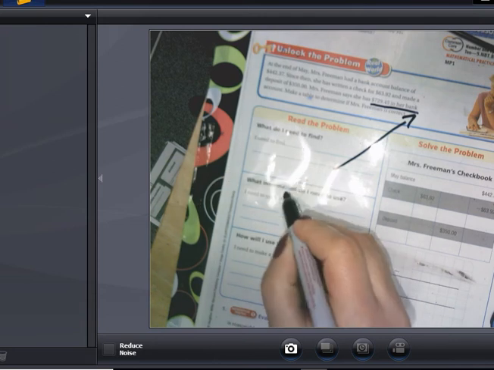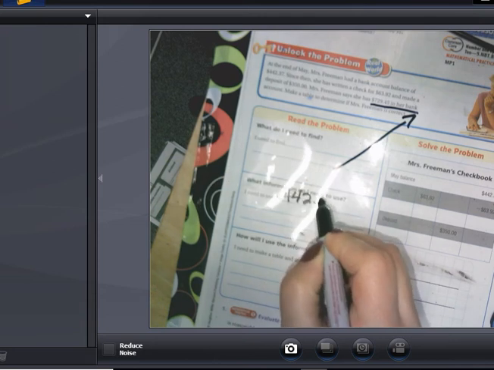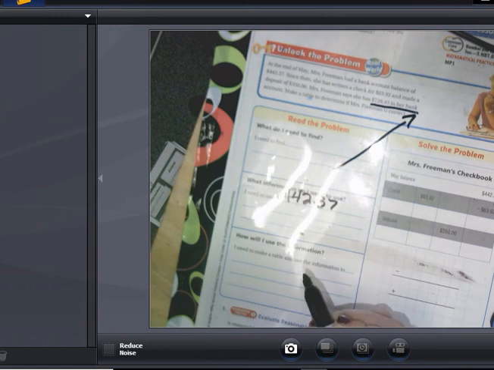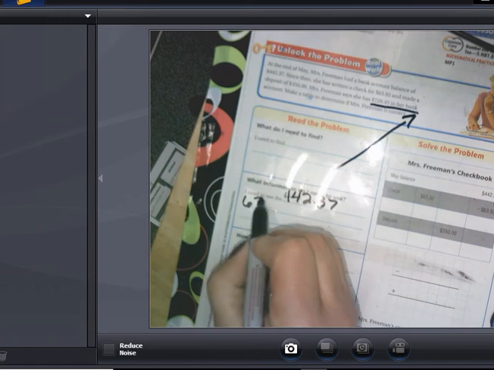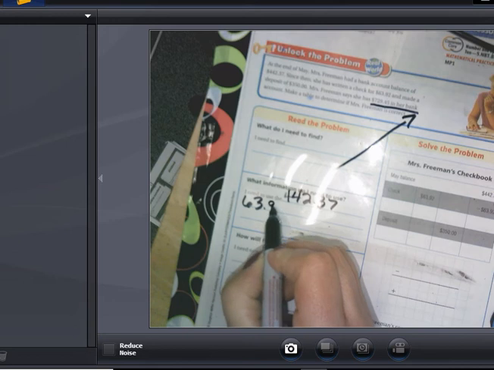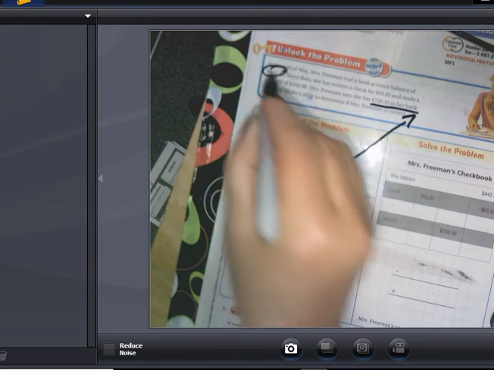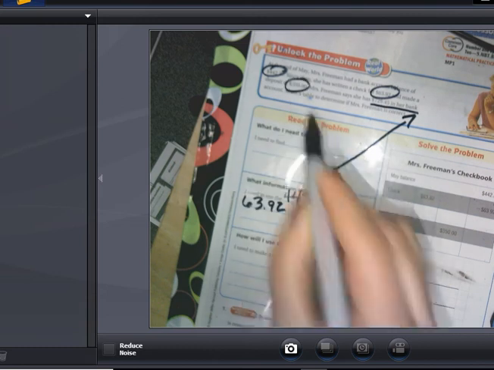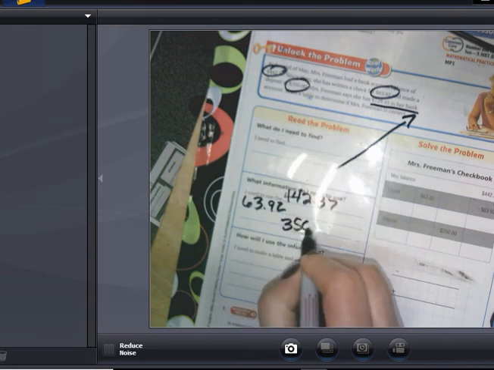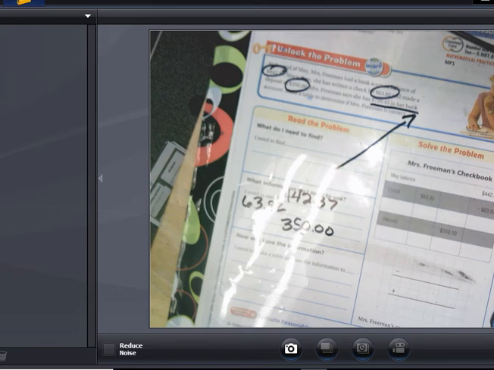Well, I need to know that she has $442.37 in her bank account. I also need to know that she wrote a check for $63.92. So those are my important numbers. I'm not done. I have $350 she deposited. So how will I make a table to show this?